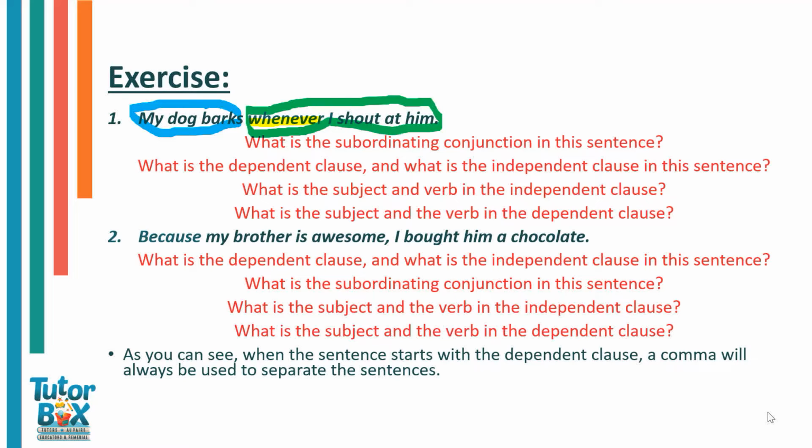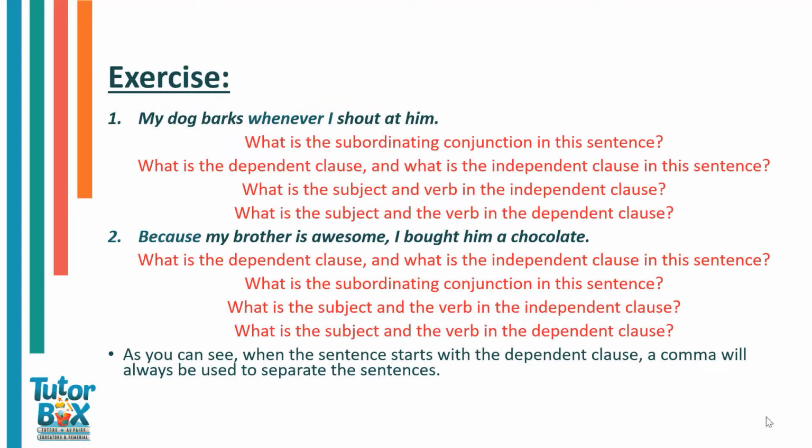Now looking at the second part of the sentence, which is the dependent clause, whenever I shout at him, the subject would be I, and the verb would be shout. The reason why him is not the subject is because the word him is not performing the action, which is shout. Only the subject performs the action. Therefore, I is the subject and shout is the verb, the action.